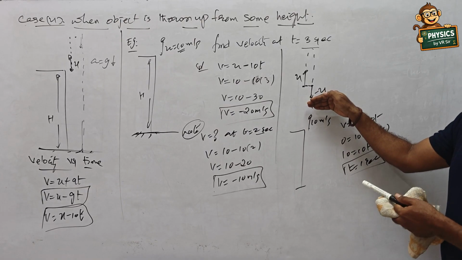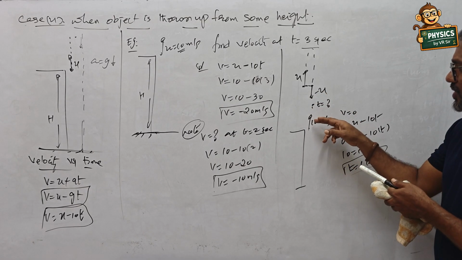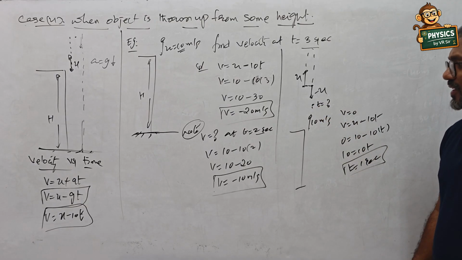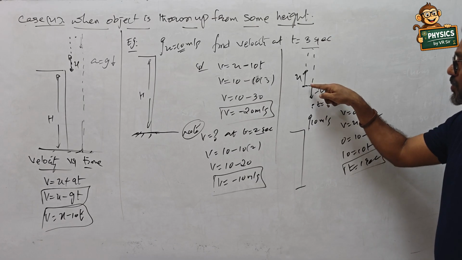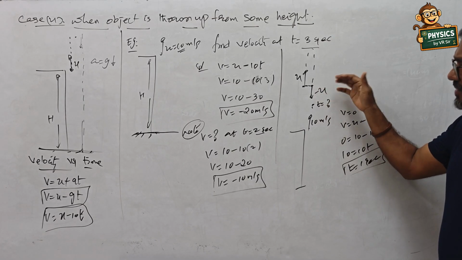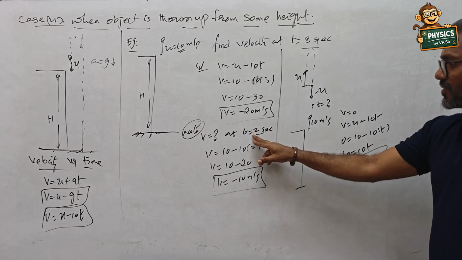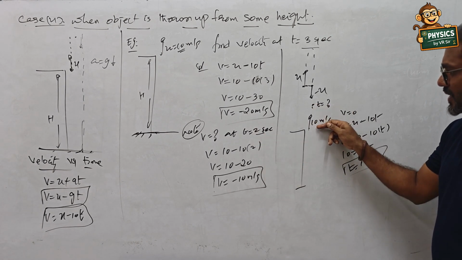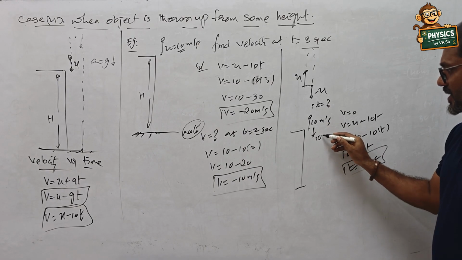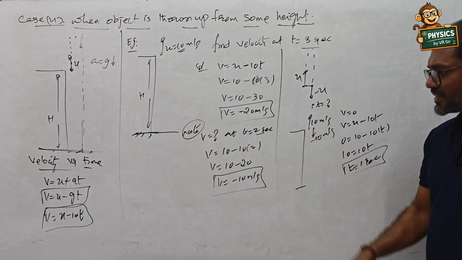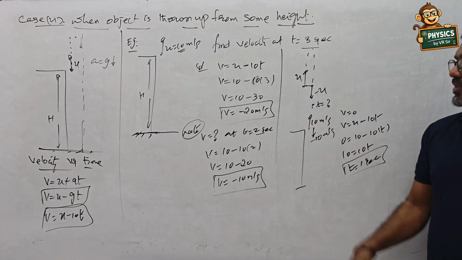While going up it takes 1 second, and falling down to the same level also takes 1 second. What is the total time? 1 second plus 1 second, 2 seconds. In 2 seconds it reaches the same level, so it must have the same velocity in magnitude but reversed in direction. So at t equal to 2 seconds, 1 second goes up and 1 second comes down. The moment the object reaches this point, the velocity is again 10 meters per second but downward, in the opposite direction. This is the point we need to keep in mind.